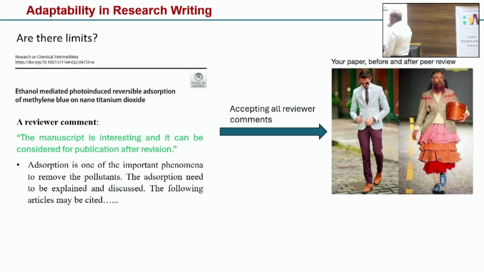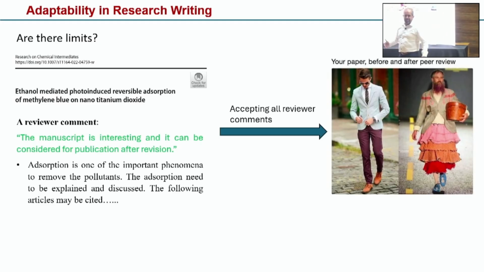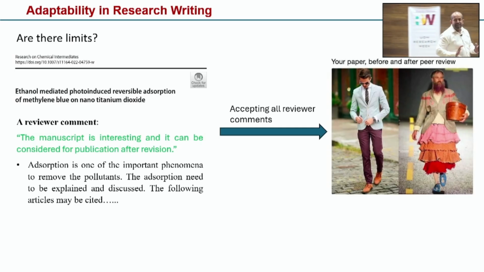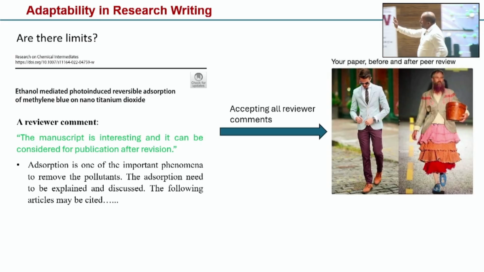So the reviewers, it went for review after several rejections as usual, and this particular review was very positive. It says the manuscript is interesting and it can be considered for publication after revision. It is already accepted for publication, right? But look what he is writing for us to do.